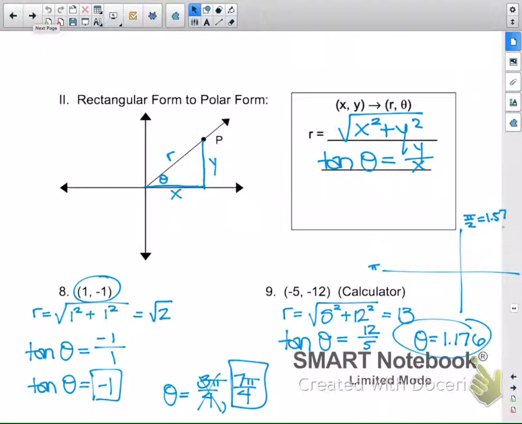So I have to think about it in terms of the decimals. So this is actually in here somewhere. Where is my point? The opposite. -5, -12 is over here, right? So to get my answer, I just have to add pi to this because it's in the opposite quadrant. So my angle that I'm actually going to get for this is 4.318-ish. So I'll write this as an ordered pair. 13, 4.318. And this one over here was root 2, 7 pi over 4.